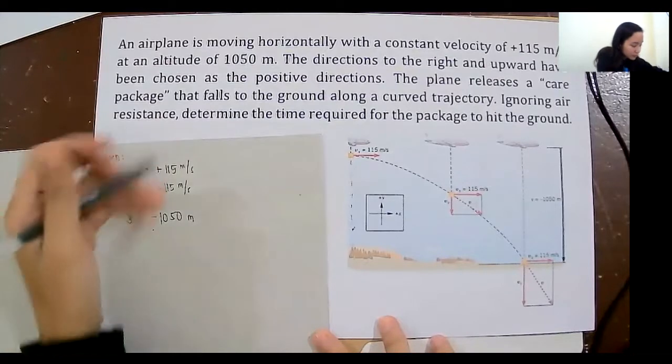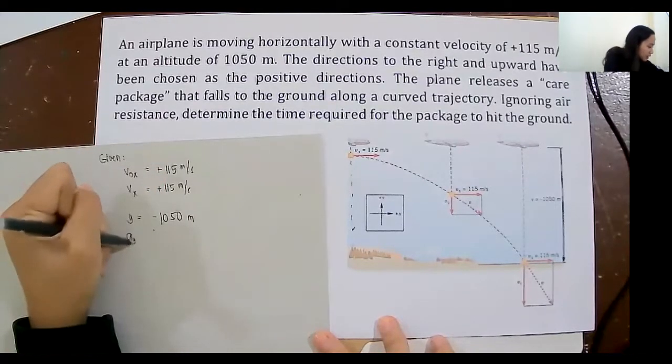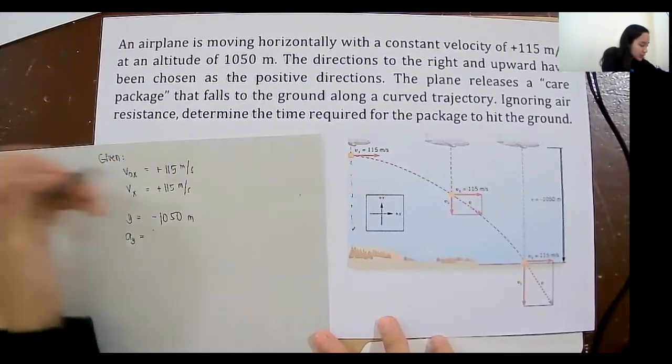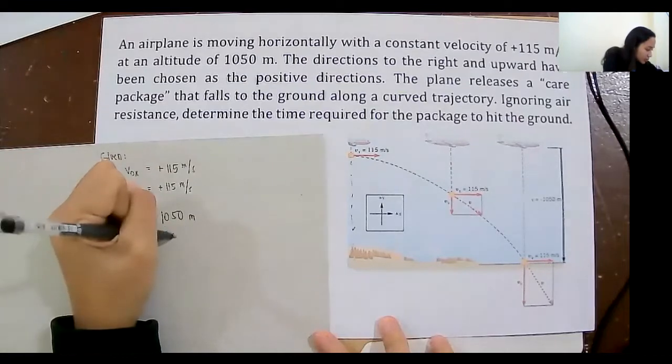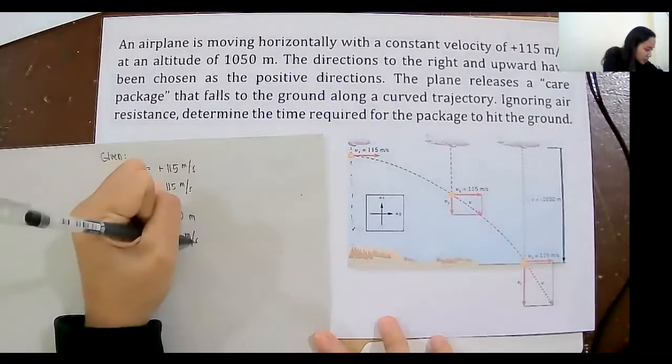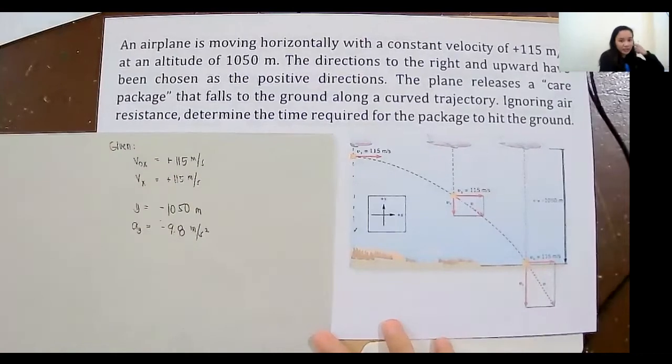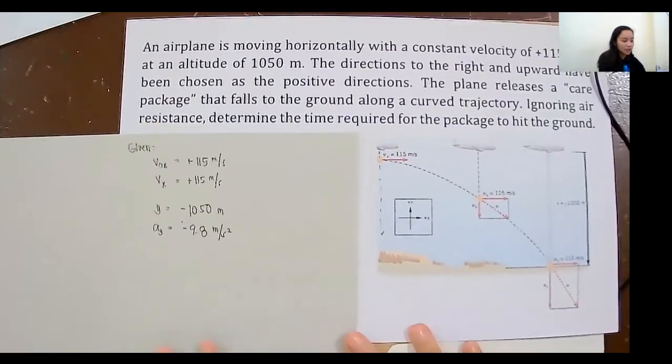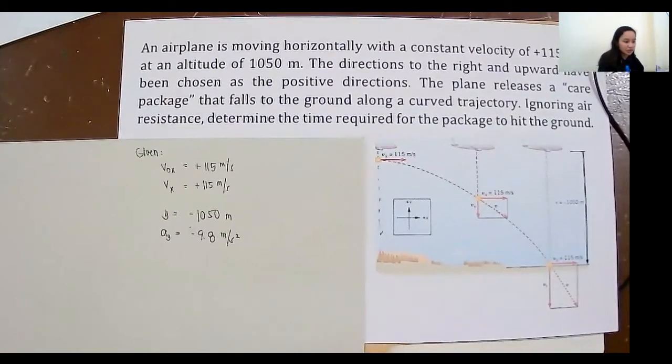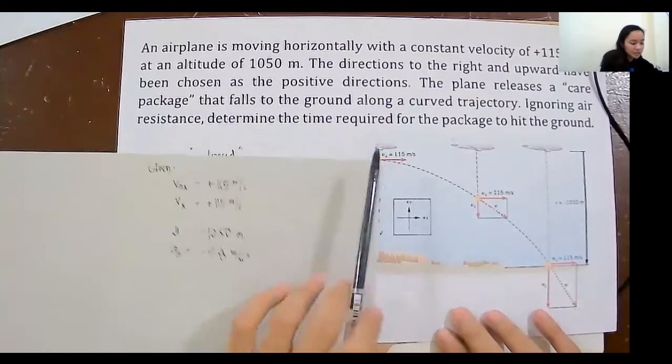That is why we now have a negative altitude or a negative y displacement. And then we will have your acceleration due to gravity. That's negative 9.8 meters per second squared. So kailan natin siya pwedeng gamitin when we are talking about a two-dimensional problem? Gagamitin lang natin si acceleration due to gravity when we have problems like this.